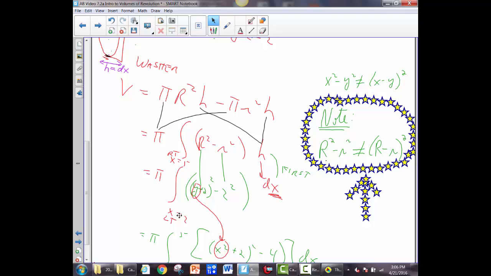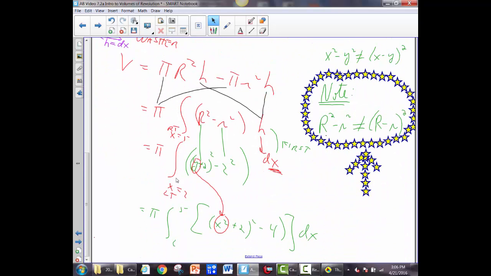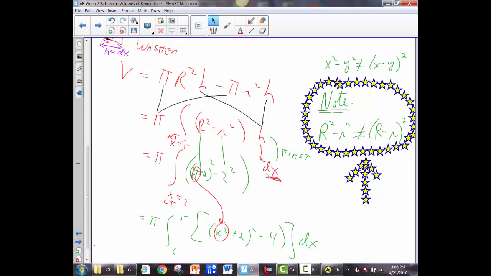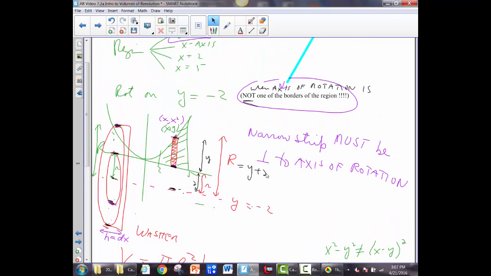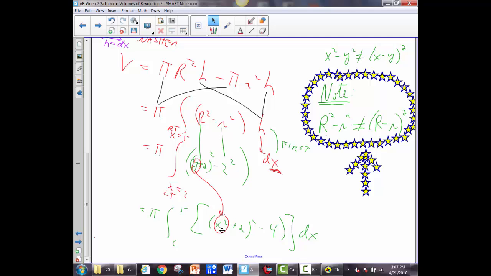It's dx, so this goes from left border to right border, which is x equals 2 to x equals 5. Don't forget the pi. But we can't leave this in terms of y because everything has to be in terms of x. So you go back to the fact that they told you y was x squared. So you replace y by x squared, and then you're on your way.